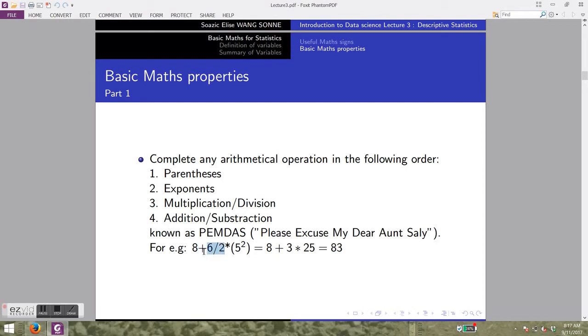So the addition comes last, and this is very key. There is an order, and this is how the order should work. And as a reminder, you use PEMDAS: Please Excuse My Dear Aunt Sally.